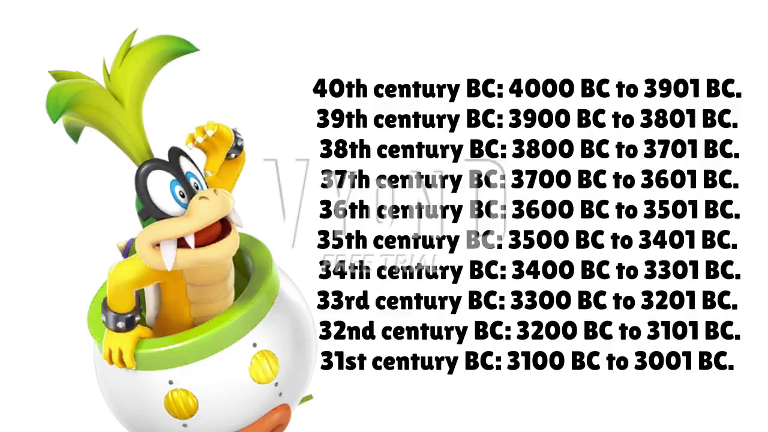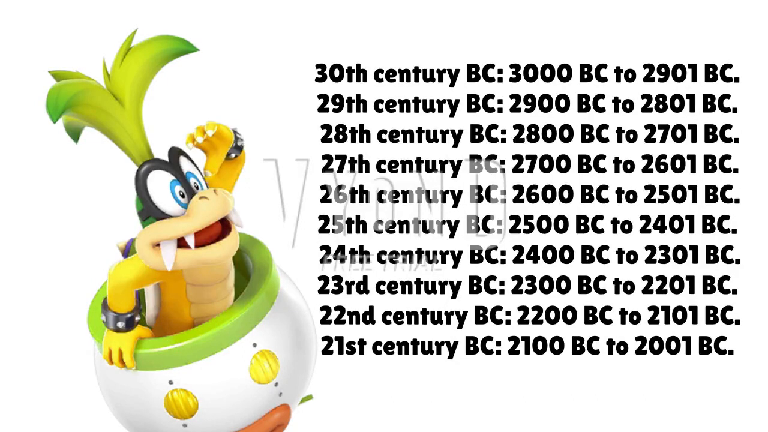34th century BC, 3400 BC to 3301 BC. 33rd century BC, 3300 BC to 3201 BC. 32nd century BC, 3200 BC to 3101 BC. 31st century BC, 3100 BC to 3001 BC. 30th century BC, 3000 BC to 2901 BC. 29th century BC, 2900 BC to 2801 BC.